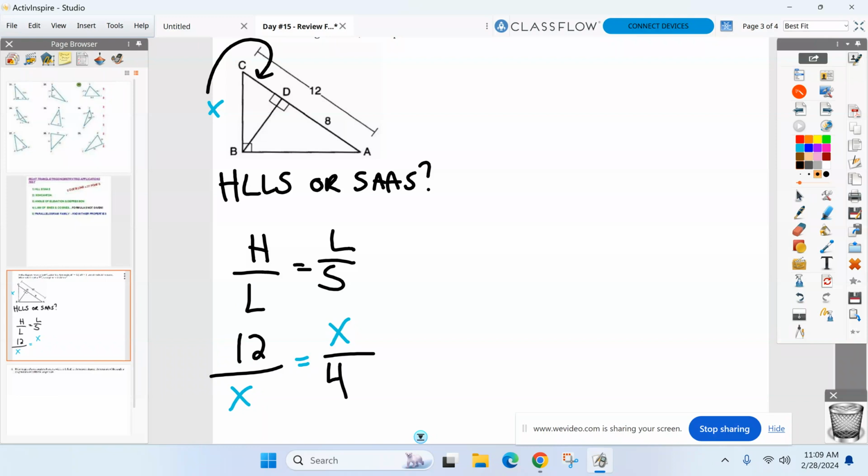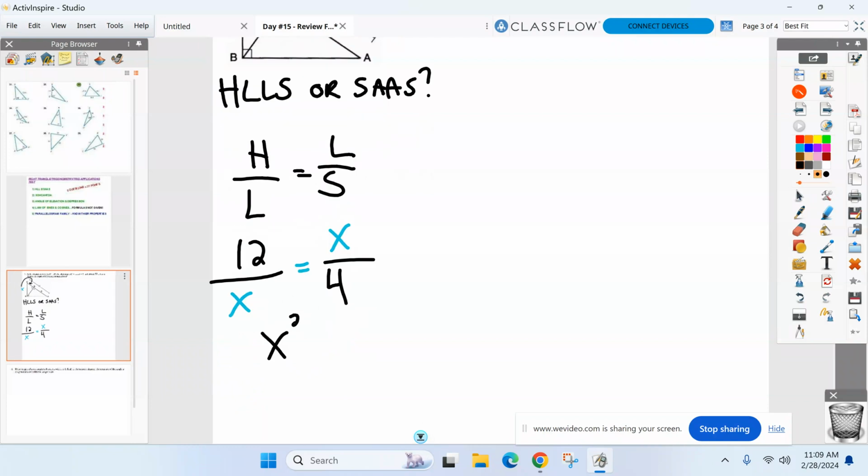And now we cross multiply. X squared equals 48. And the directions do say simplest radical form, so we're going with x equals 4 radical 3. All right, questions? Again, that's not the only Hill-SAS problem in your review, but I just wanted to re-expose it to you, and you'll certainly see it again on one of the big 5 problems tomorrow.